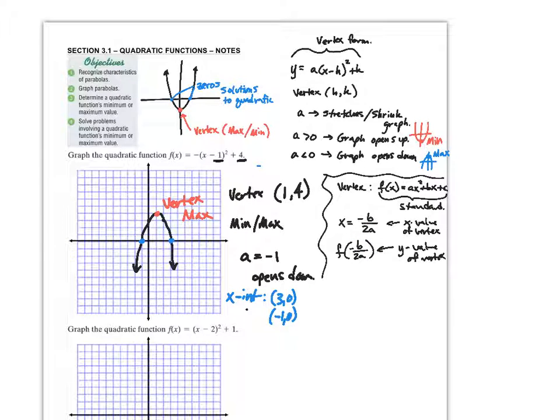But there's just a lot of things that we need to be able to look at these functions and kind of know what they're saying and know what they're going to do.